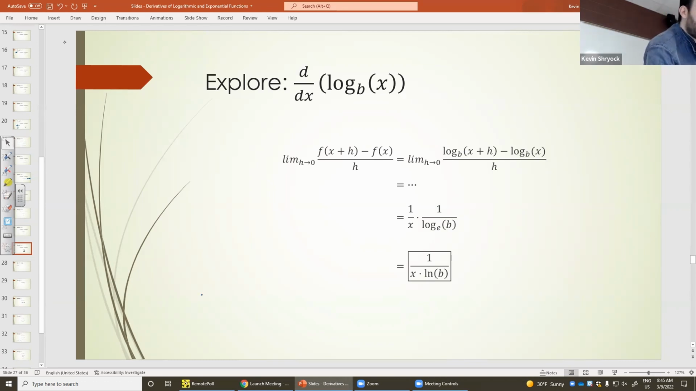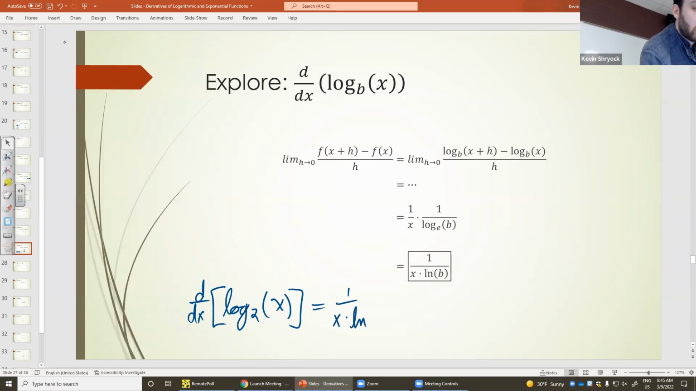So what that means now is that if I want to do the derivative of log base 2 of x, that would be 1 over x times natural log of 2. Nice, quick, straightforward. Not too difficult a formula. Notice it resembles the 1 over x that we expected to get if I did the derivative of natural log, right? In fact, let's explore that.